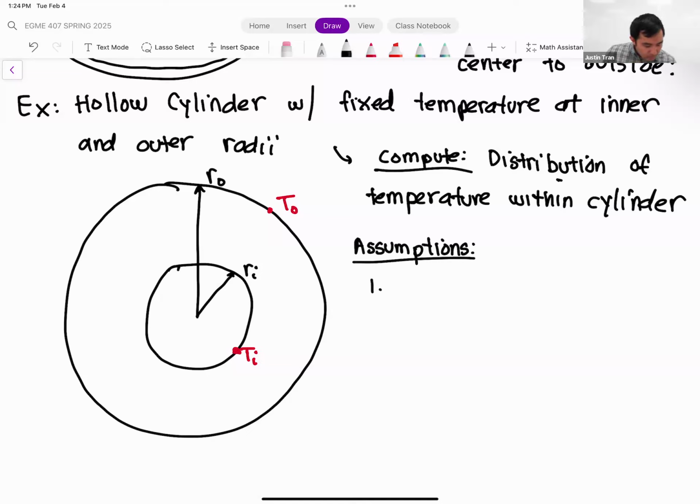All right, first assumption that we're going to make is steady state. We're always going to make this assumption, at least for the foreseeable future. So that eliminates the time derivative term within the heat equation.